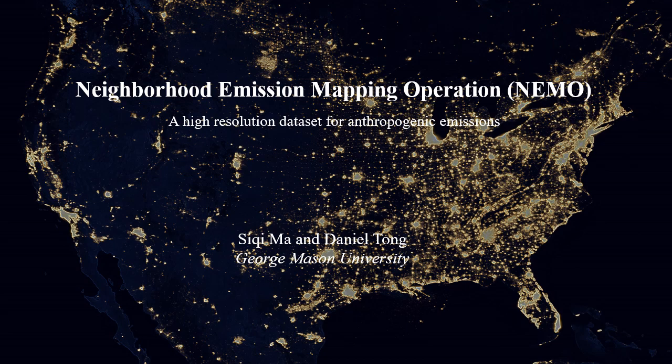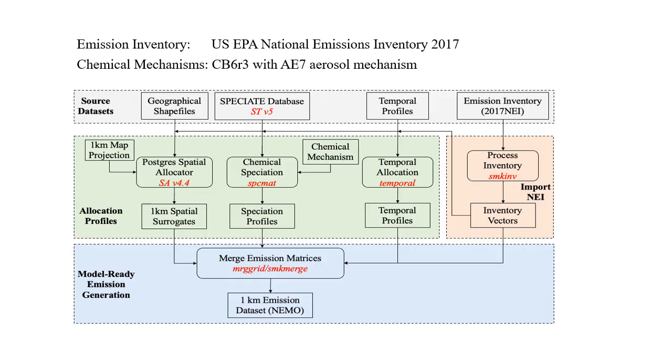Here we present NEMO, a new anthropogenic emissions dataset at high spatial and temporal resolution in the contiguous United States. We will show the methodology and the products of this dataset. This dataset is based on the National Emissions Inventory with base year 2017, and we use the CB6 chemical mechanism to split the pollutants in the inventory into model species.